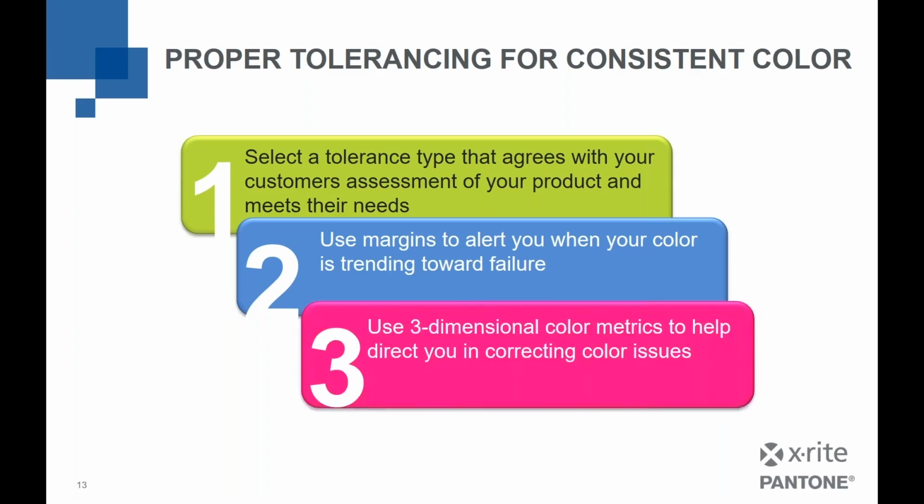And then thirdly, use three-dimensional color metrics to help direct you in correcting color issues. So when my tolerance tells me I'm out, I fail, go back to the LAB and the LCH numbers, because they're going to tell you why you failed. And that's a key question for you to be able to resolve things.